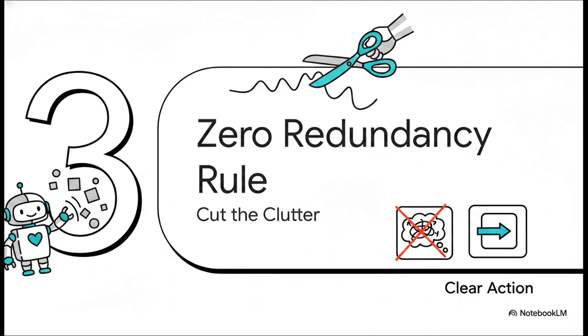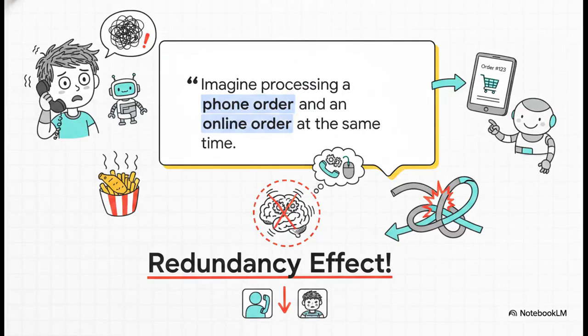Which brings us right to our third section, the zero redundancy rule. Now we have to be incredibly careful here, because our dual coding strategy can easily backfire. Imagine a fish and chip shop worker trying to process a phone order and an online order from the exact same customer at the exact same time, and this brilliantly illustrates the problem. Sending the exact same information through 2 different channels doesn't reinforce the message at all. It just causes confusion and overloads the poor worker, or, in our case, our audience's working memory.